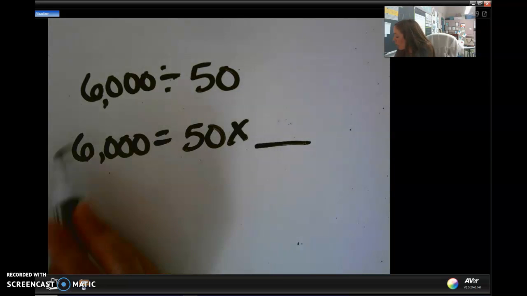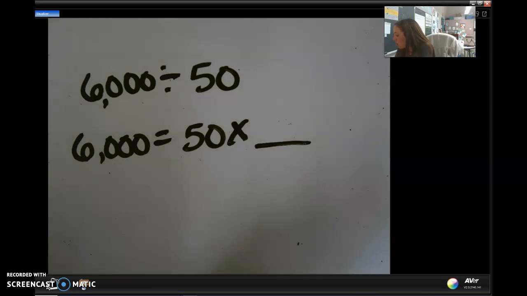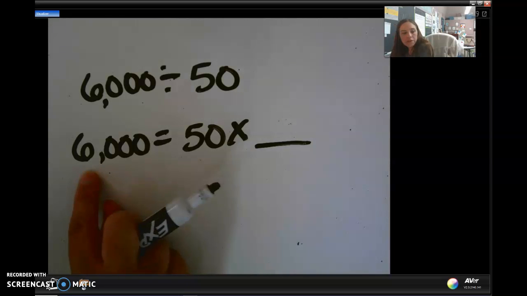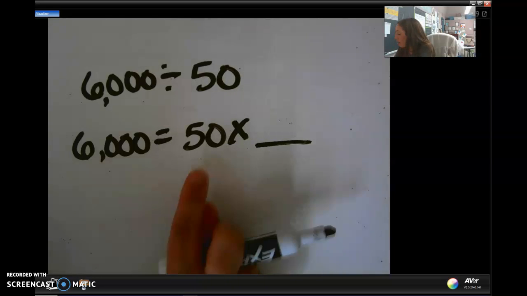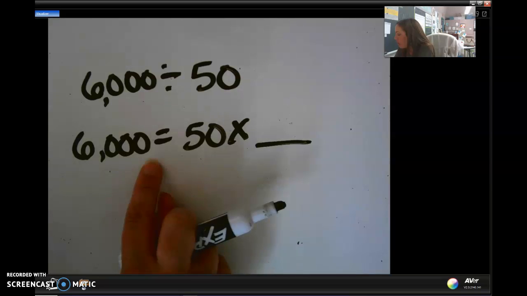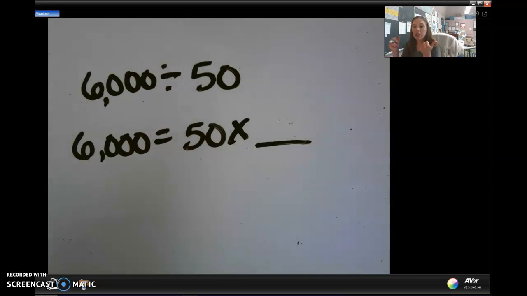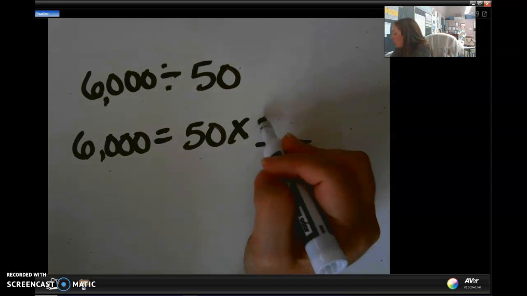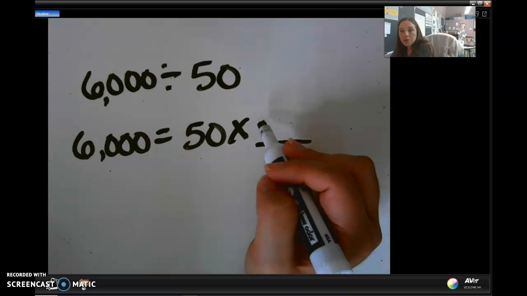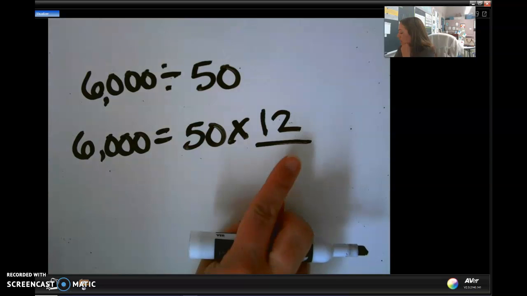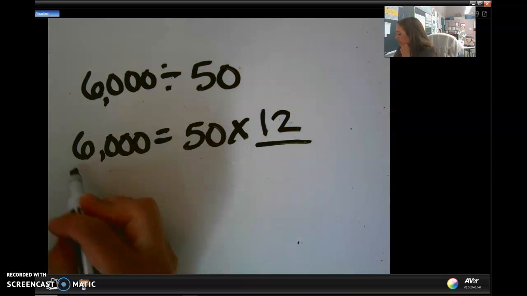Well, when I'm looking in my product or my total, I try to think, what can I find that's a multiple of 50? Can I find a multiple of 5 in here? Well, 60 is probably the closest one I have. If I did my multiples of 5, I know that 60 would be the 12th multiple because 12 times 5 is 60. So I'm going to put my 12 here. 12 times 5 is 60.